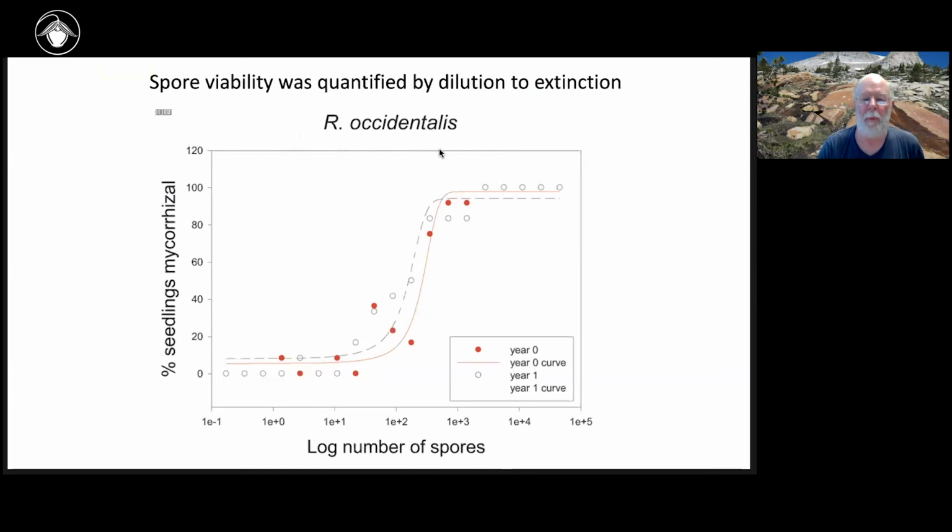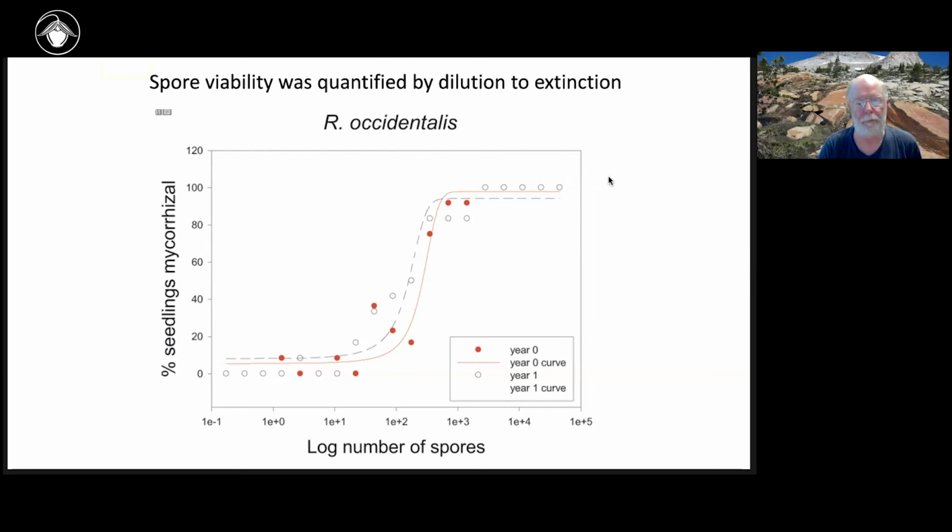This is the way that we then analyze that data: we take the soil and dilute it in a series of twofold dilutions, and then plant seedlings into it and look for colonization. So what's happening here is each of these is a twofold dilution. And up here, there are so many spores that 100% of the seedlings are colonized. And then you hit a spot where fewer than 100% start to get colonized, and then with more dilution, nothing's colonized. So it's a sigmoid curve is what we see from this.